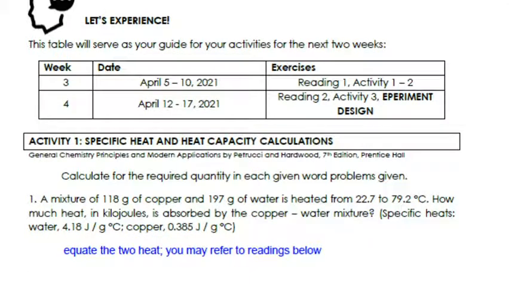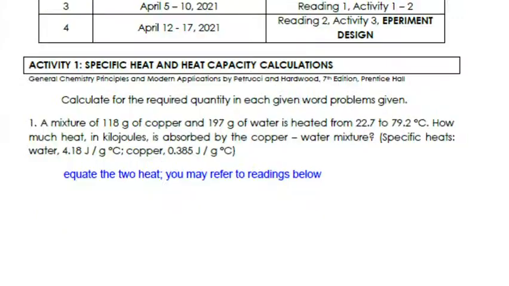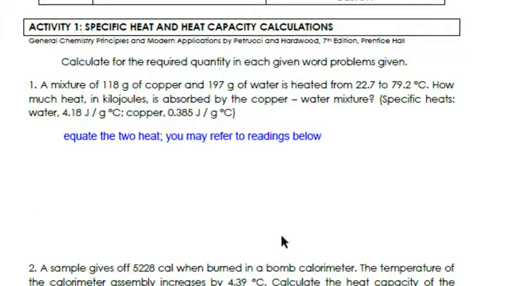Activity 1 is a review of specific heat and heat capacity calculations. So again, I put a tip on how you will compute for each number. So for number 1, equate the two heat. So using the heat formula, equate each other, or you may refer to the readings below, which is heat of the system is equal to negative heat of the surroundings.